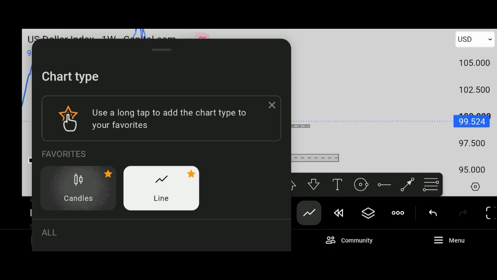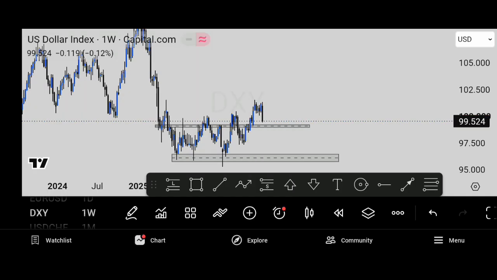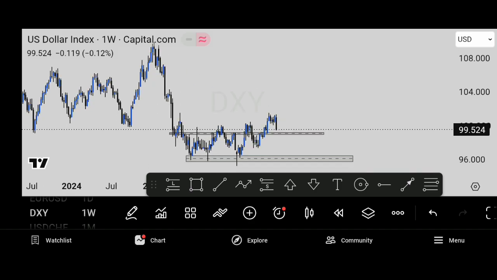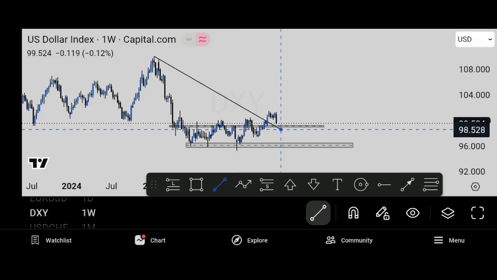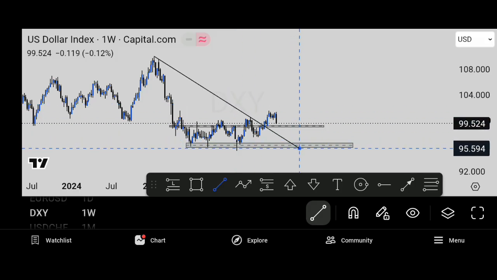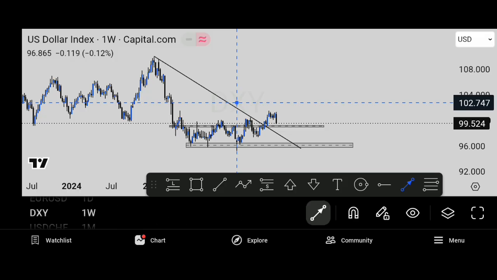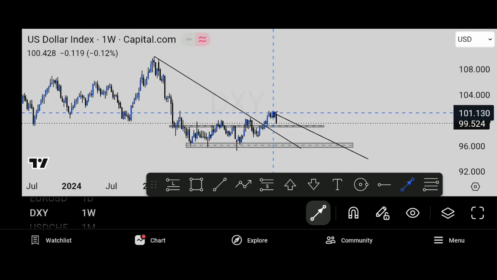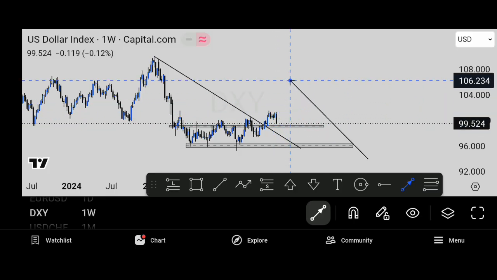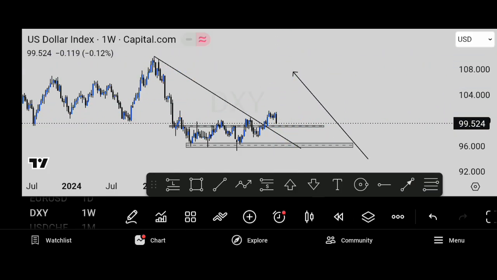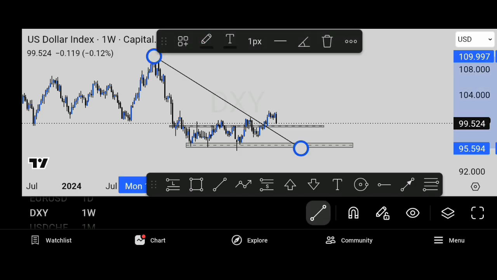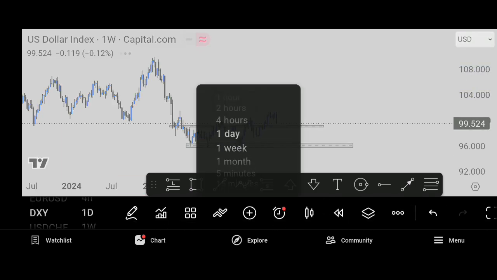So let me go back to the candlestick chart, and yeah guys, not only that, we also have a trend line here, and if I just drag it all the way to this point, you guys will see that we also have this beautiful breakout of the trend line, and now we are expecting price to give us a retest and continue moving to the upside, right? So this is the weekly time frame. Now we can gladly go to the daily and see what it has in store for us.